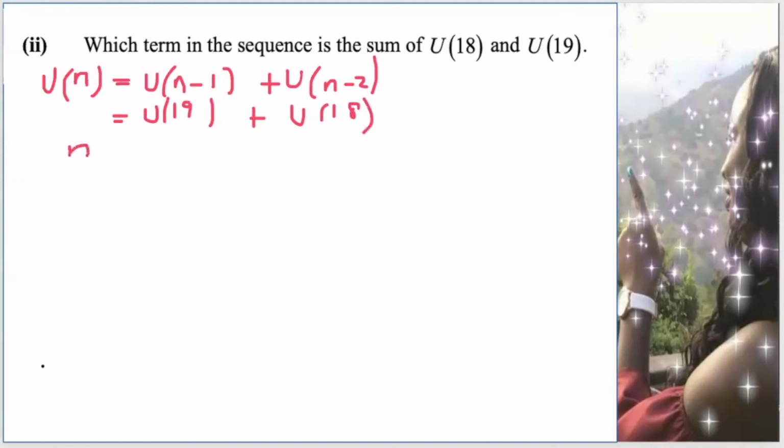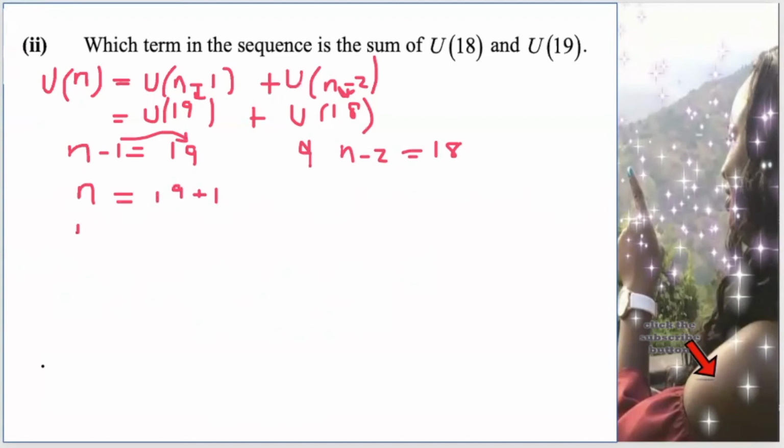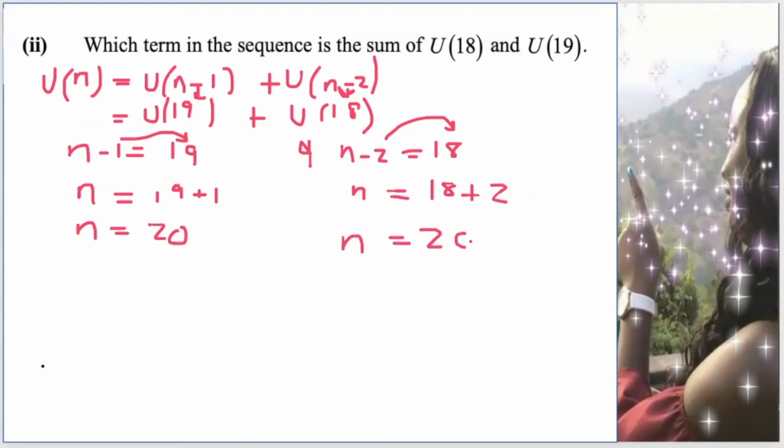So that means n minus 1 is equal to 19. And then we have over here n minus 2 is equal to 18. So calculating, I have n is equal to, carry this over the equal sign, 19 plus 1. So here I can say n is 20. And I should be getting the same thing here, where I carry this over the equal sign. So n is equal to 18 plus 2. So n is equal to 20.